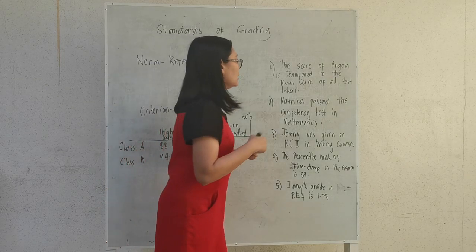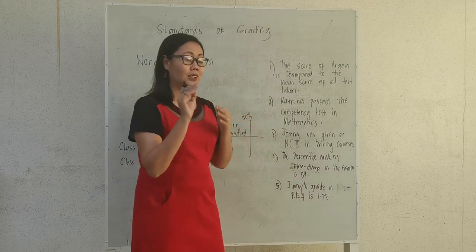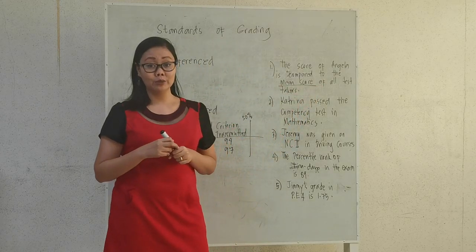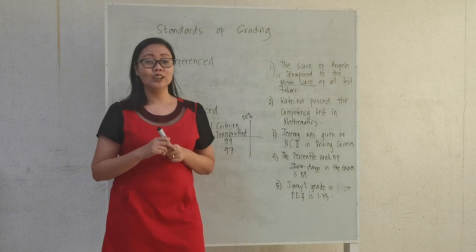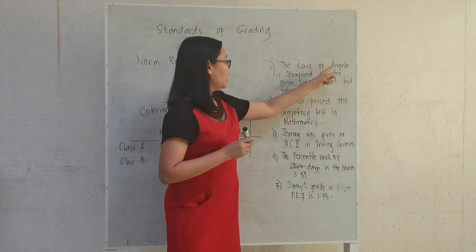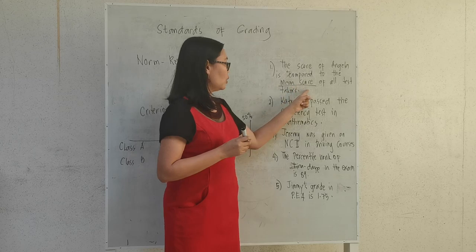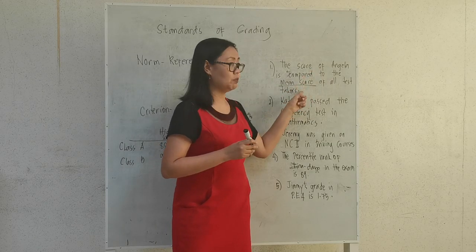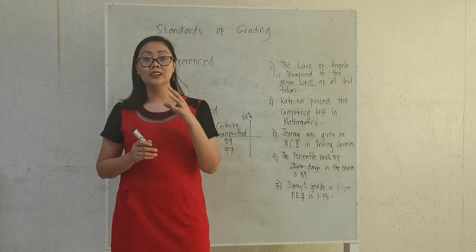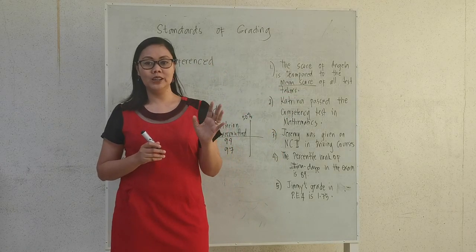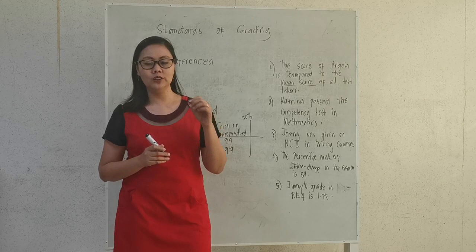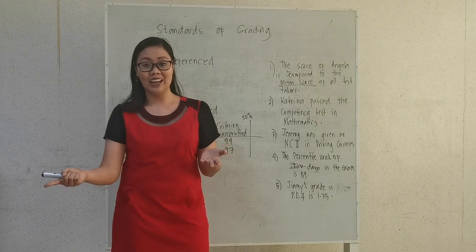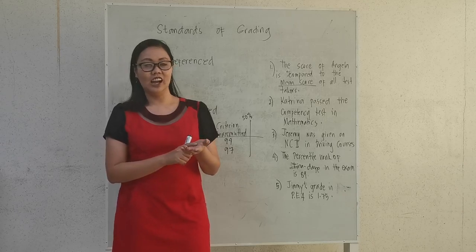Why? The key word here is the mean score. The mean score refers to the average score of the whole class. So meaning, if the score of Angela is compared to the mean score of all the test takers, it means that the score of Angela is compared to all the scores of the class. So the kind of grading system is not criterion, it is norm. Bakit? Saan kinumpare? Sa klase, hindi sa criteria.